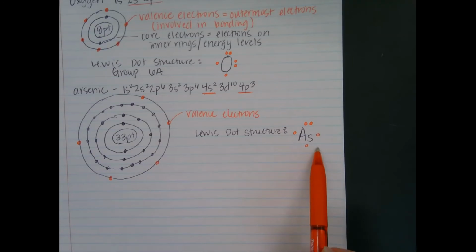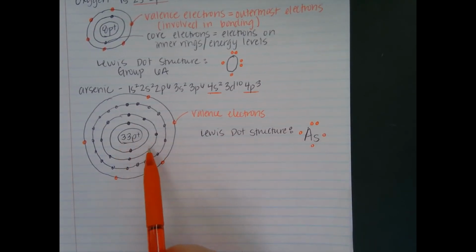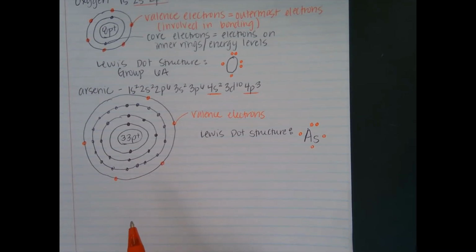Isn't this way simpler than trying to draw a Bohr model every time? Because when we're talking about bonding, what we're interested in is how the valence electrons are behaving, because the core ones typically don't change. When we get to the d orbital and we talk about transition metals, some interesting things happen in terms of bonding because of that d orbital. And we'll talk more about that when we get there in the next unit.